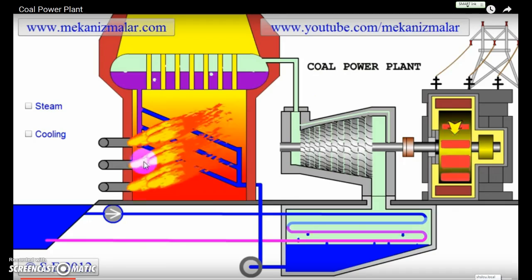So if you're using coal, you load up the coal over here in the furnace, you set it on fire, and what happens? It explodes, it combusts. And when it combusts, it releases these fumes which are at a tremendously high temperature. Those fumes carry a lot of heat. So what happens to the fumes? They heat up water in these pipes.